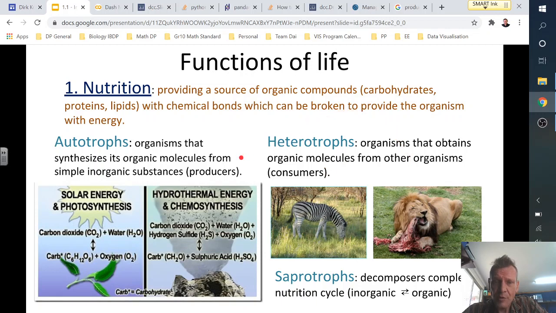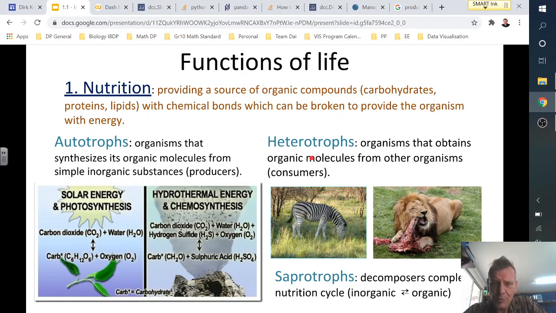Heterotrophs are dependent on that process because heterotrophs, herbivores initially, are the ones that eat the results of all that work that the autotrophs do by eating plants. And then other heterotrophs that are higher up on the food chain will eat those herbivores, for instance.